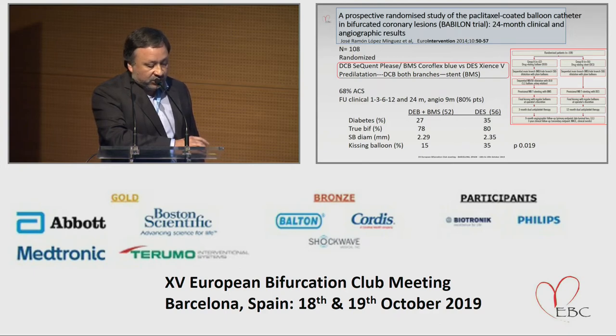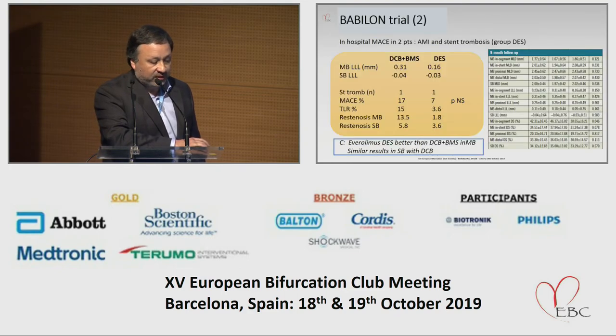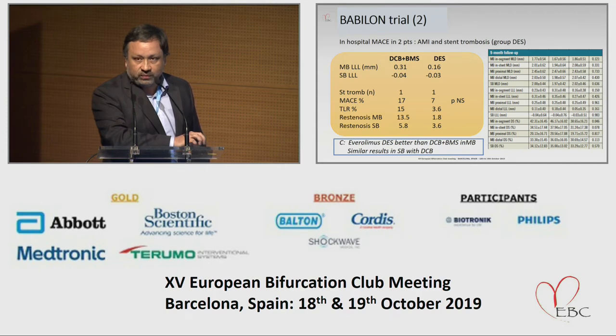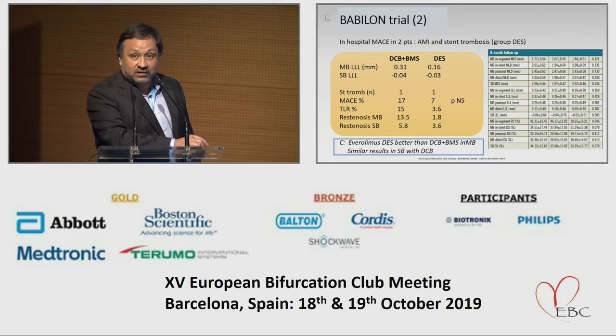The through bifurcation is 78 and 80%. The side branch diameter is 2.29 and 2.35. Kissing balloon is at operator's discretion and is very low in both arms, 15 and 35%. And the results of these randomized trials are these. They show that in the main branch, the use of drug coat balloons plus bare metal stents is worse, of course, than DES. But in the side branch, the late luminal loss is quite good in both arms.